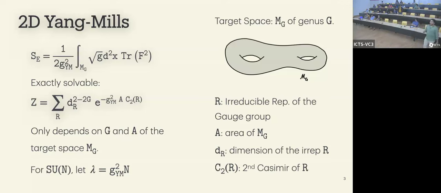Now you can note that this expression only depends on capital G and A from the target space and nothing else. It doesn't depend on the shape, but it's not quite topological because it depends on the area. So it doesn't depend on the shape of the object, but it depends on the area. So it's not quite topological, but it's almost. It's called area-preserving diffeomorphisms. Those are allowed. Okay. Now for SU(N), we take this lambda parameter as g_YM squared times N. It's called 't Hooft coupling, you all know.